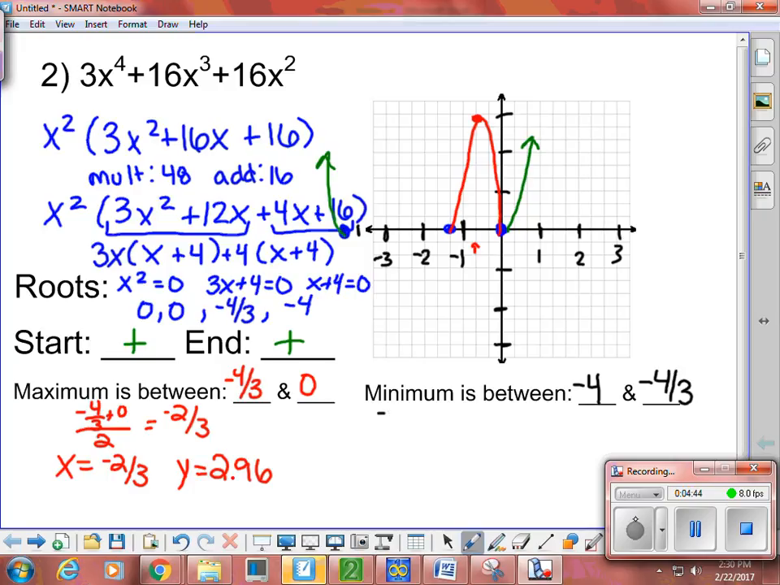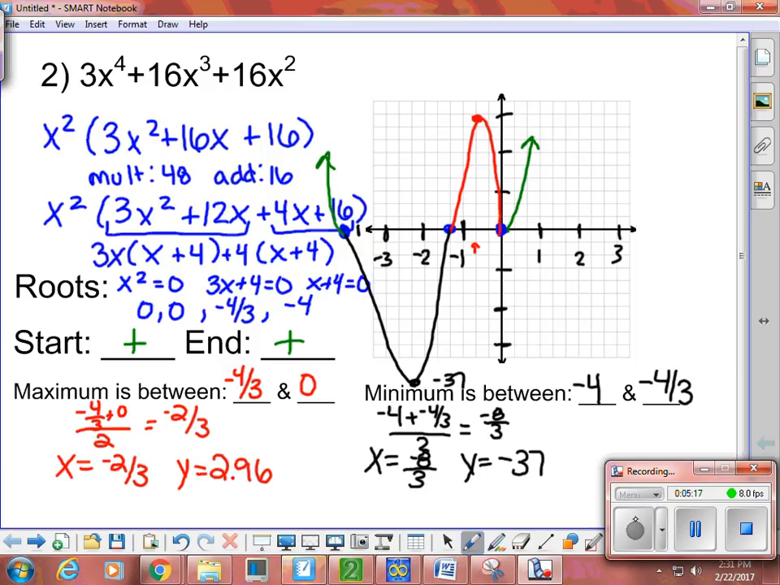My minimum then is going to be between negative 4 and negative 4/3. So I'm finding the midpoint of that. Negative 4 plus negative 4/3 divided by 2. So when you do that, you get negative 8/3. You can use a calculator for that. You can use mental math, whatever you want to do. So my x value that I'm plugging into my Desmos is negative 8/3. What that's going to give me back in my table is a y value of about negative 37. So clearly that's going to go off your graph. So just go ahead down here and put a negative 37, and you know that it's going to hit like that. Okay, so this is what your first graph is going to look like.